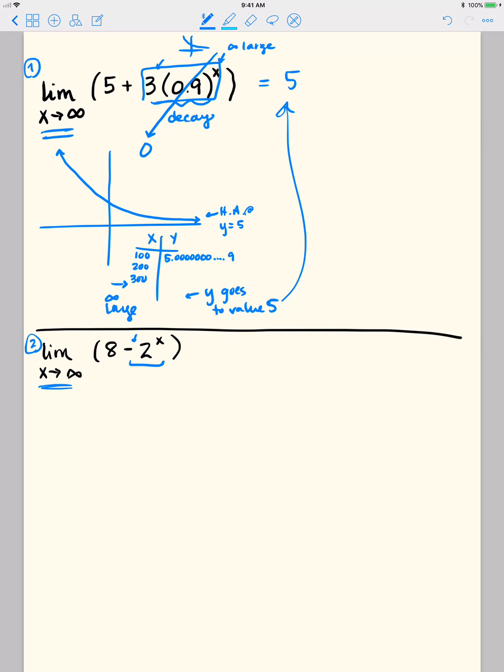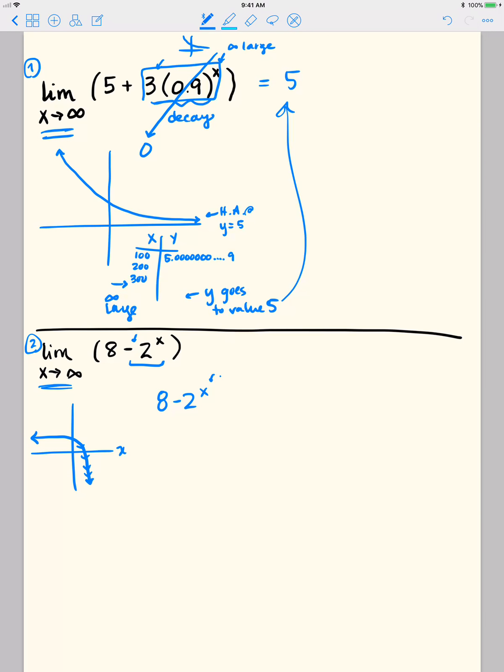And if you graph this function, it actually does this. So you can see as the x values here get larger and larger and larger, the function shoots off to negative infinity.